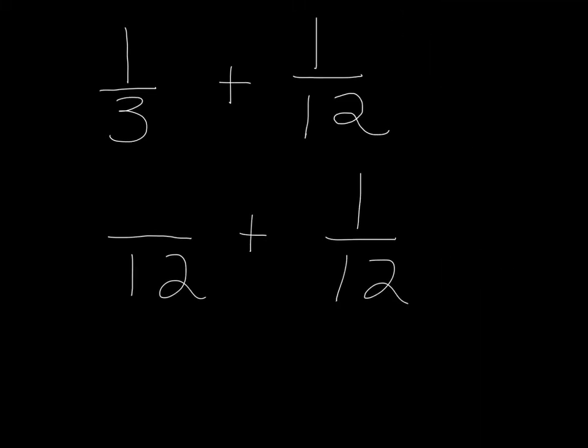Then I ask the same question for the other fraction. What did I multiply my 3 by to equal 12? Well, I multiplied it by 4. Whatever I do to my denominator, I do to my numerator. 1 times 4 is 4. Now that my denominators are the same, I can just add my numerators.